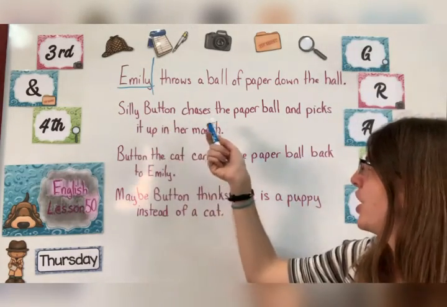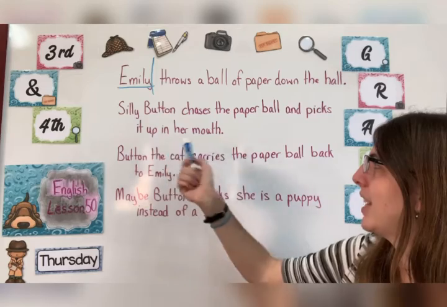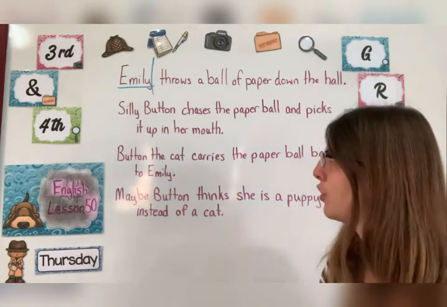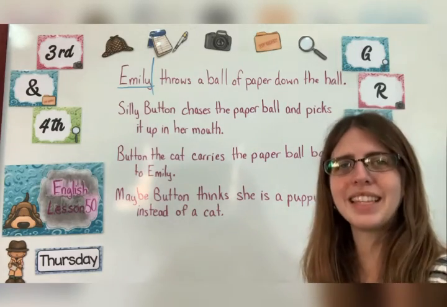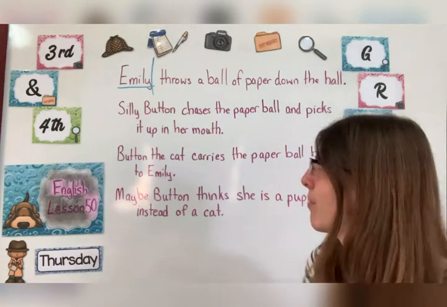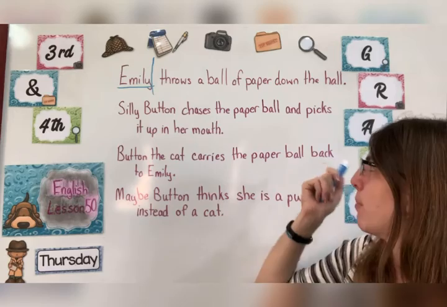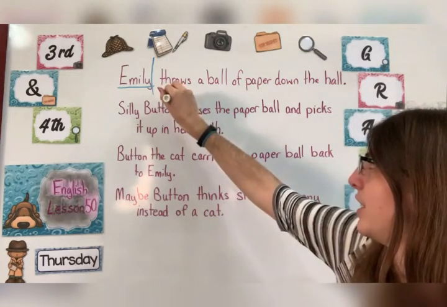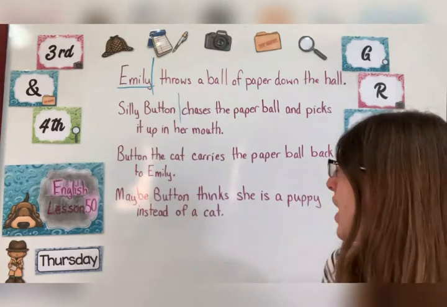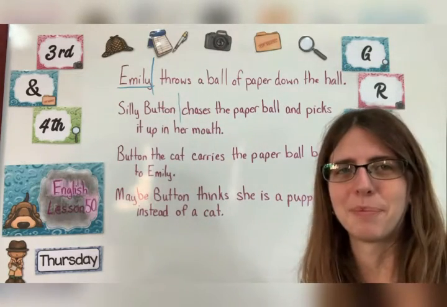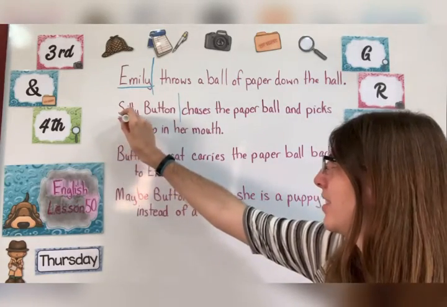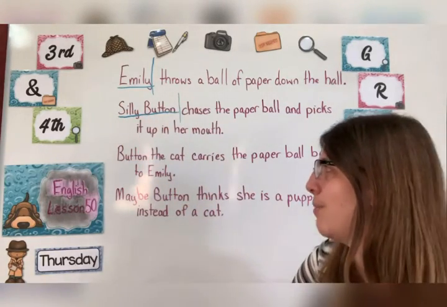Silly Button chases the paper ball and picks it up in her mouth. Button is the name of the cat. So what's the action? What happened in this sentence? Chases the paper ball and picks it up in her mouth. So we're going to divide our sentence right here. Who chases the paper ball and picks it up? Well, it's Silly Button. So Silly Button is our subject.